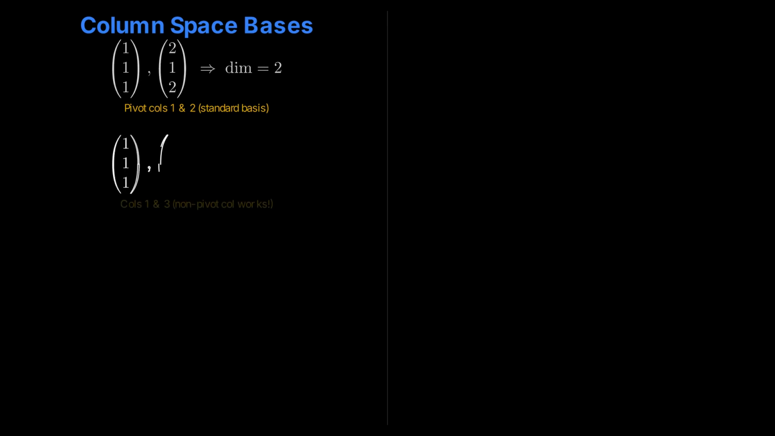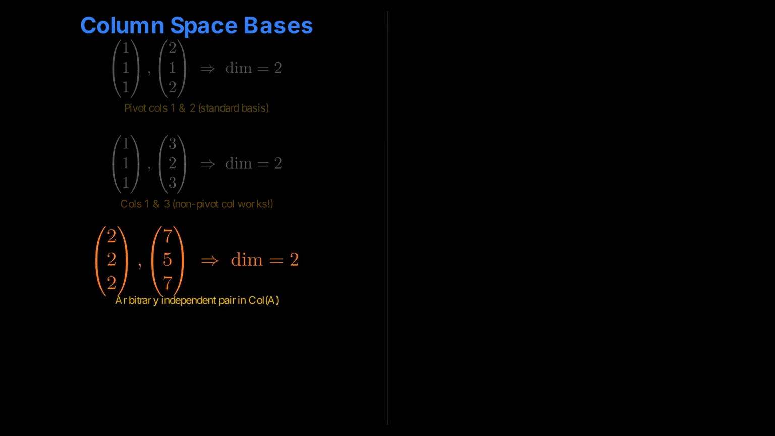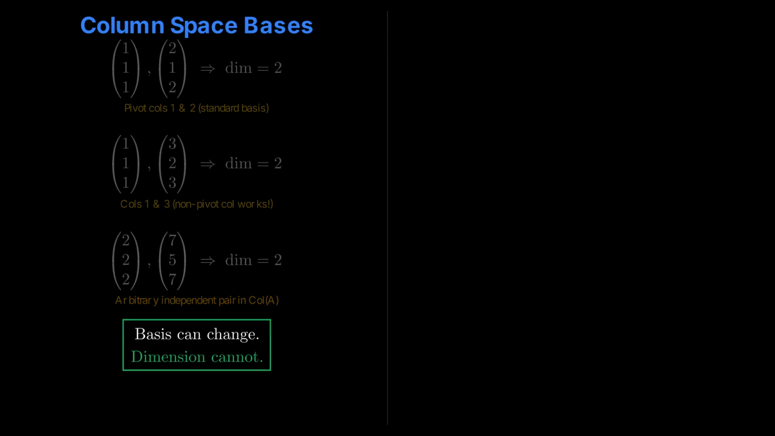A common misconception is that only pivot columns can serve as a column space basis. That is not true. Any two independent vectors in the column space will work. For example, columns 1 and 3, the vectors 1, 1, 1, and 3, 2, 3 are independent and span the same plane as the pivot columns. Even the pair 2, 2, 2, and 7, 5, 7 works, since both vectors lie in the column space and are linearly independent. So we have three different bases, but the dimension is always 2.